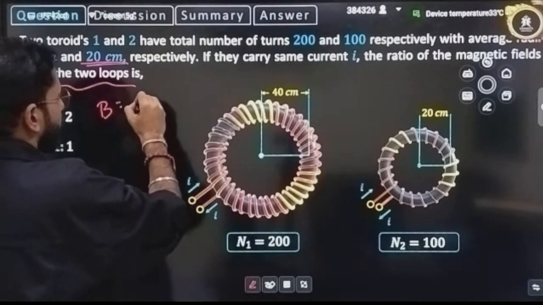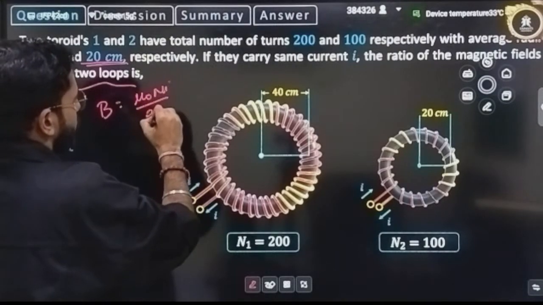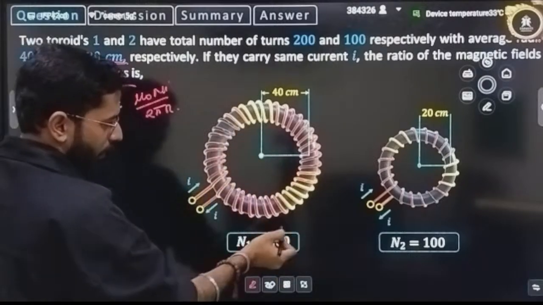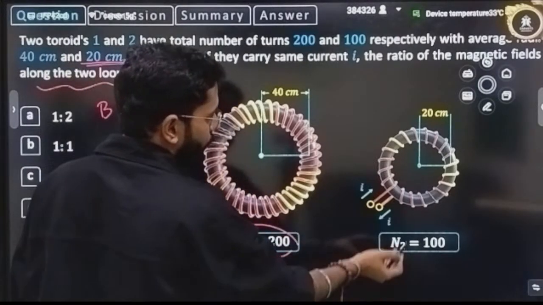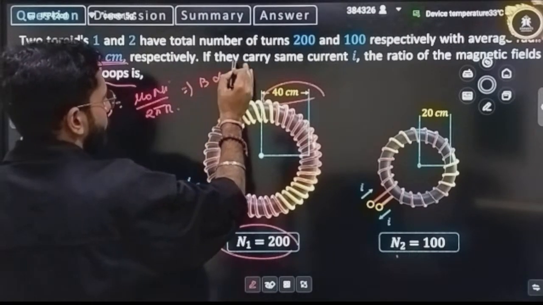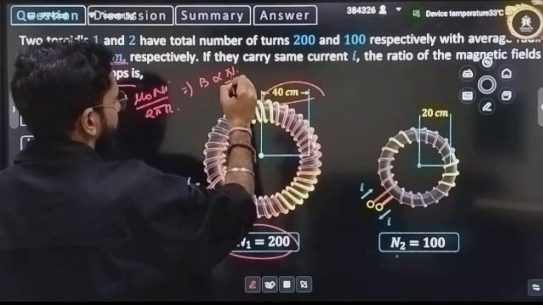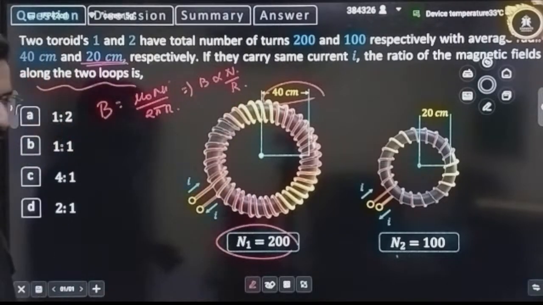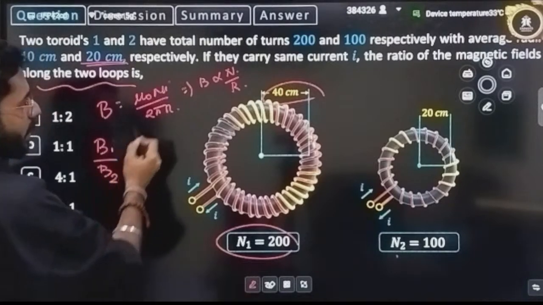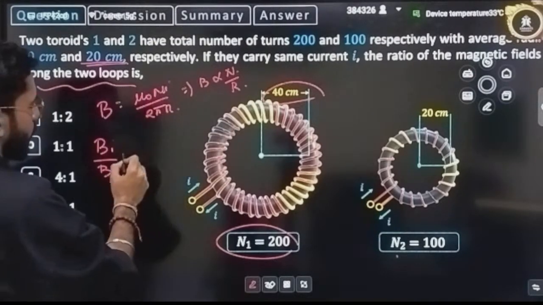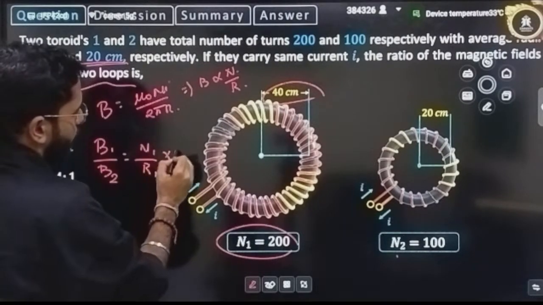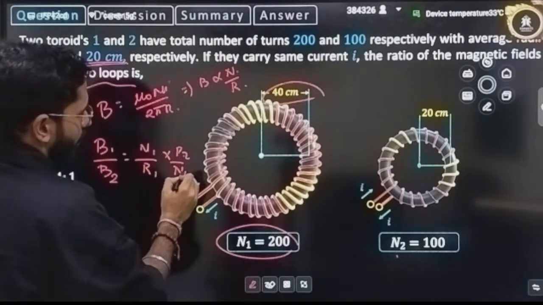What is the result for a toroid? B is equal to mu naught N I divided by 2 pi r. Correct? Hence, if I am talking about the changing terms, the things that are changing are the number of loops and the radius. The rest of the things are constant. So B is directly proportional to the number of loops N divided by the radius, because the current flowing is the same. So the ratio B1 by B2, which is exactly what you have to calculate, you will be writing N1 divided by R1, and here R2 divided by N2.